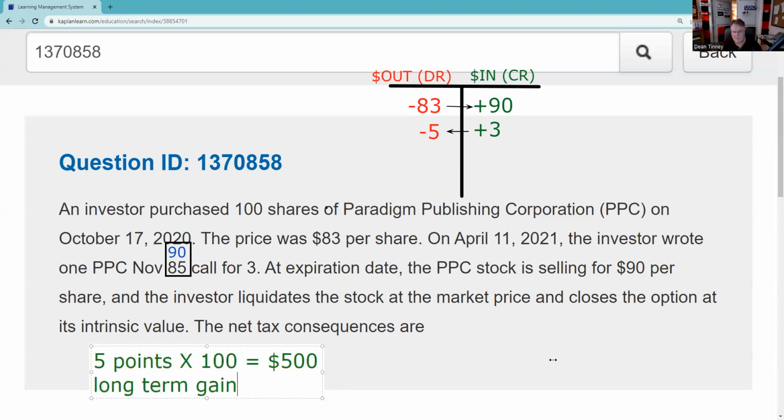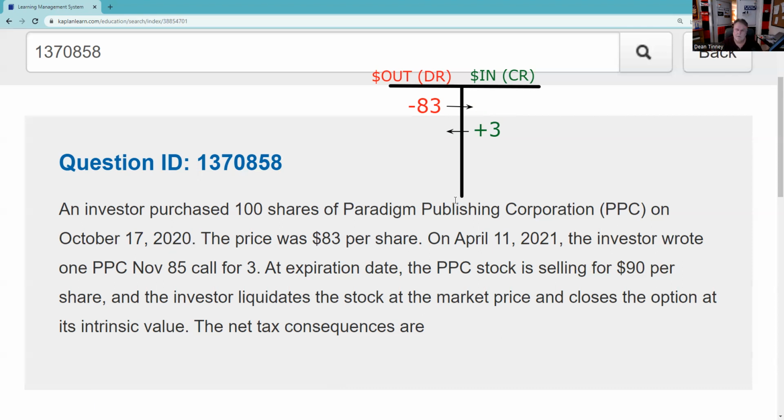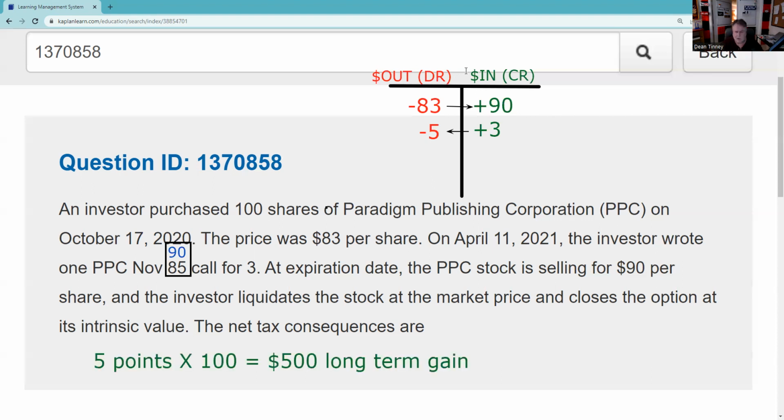All right, so boom, let's just review. We're going to fire up the T. A customer purchased 100 shares at 83. That's dollars out. They wrote an 85 call for 3. That's dollars in. At expiration, the stock is 90. They sell the stock at 90. That's a 7-point gain. It's a long-term capital gain. They close out the 85 call at intrinsic value. Intrinsic value of an 85 call at 90 is 5 points. That's what we're doing our closing purchase for. And it looks like there we lost 200. So we have a $700 long-term gain, $200 short-term loss. We net that, and we have a $500 long-term gain.